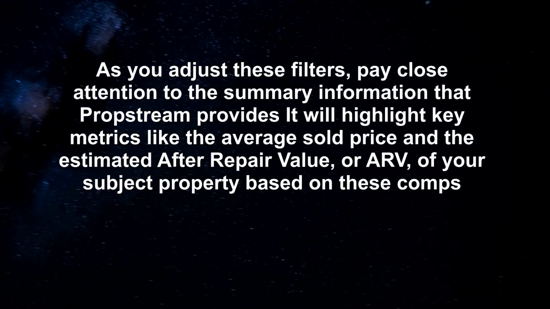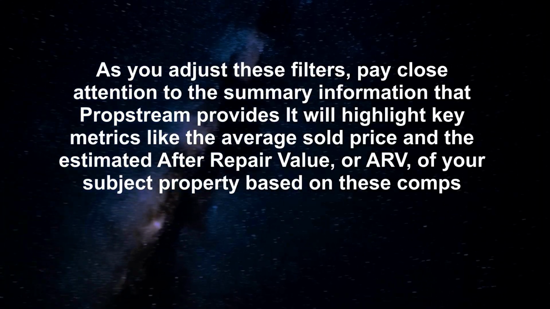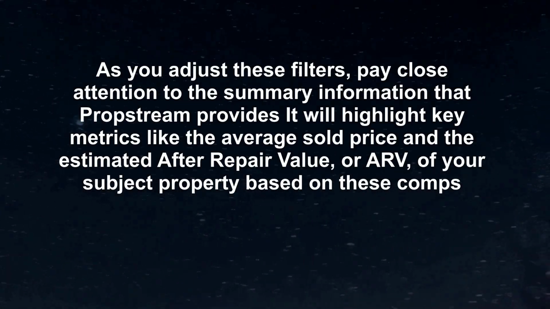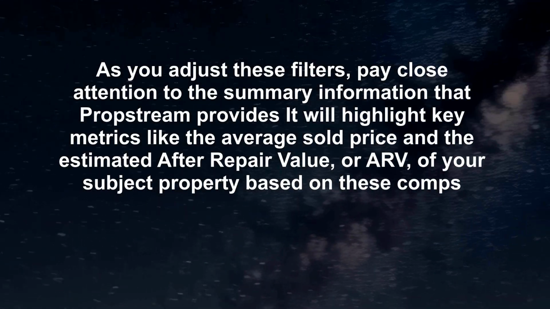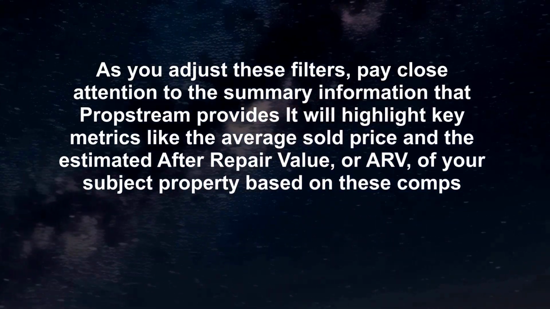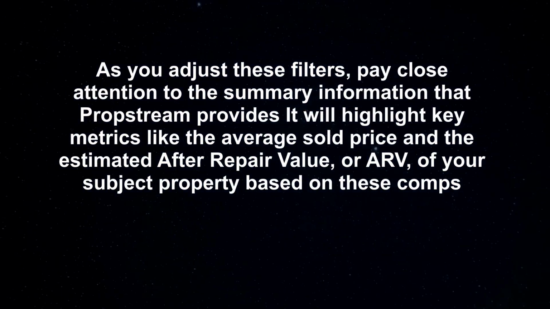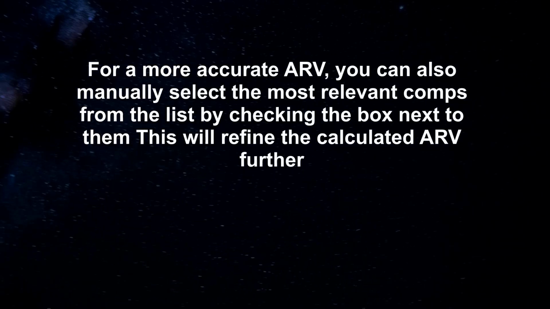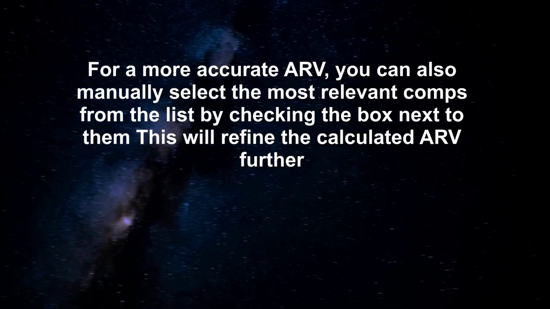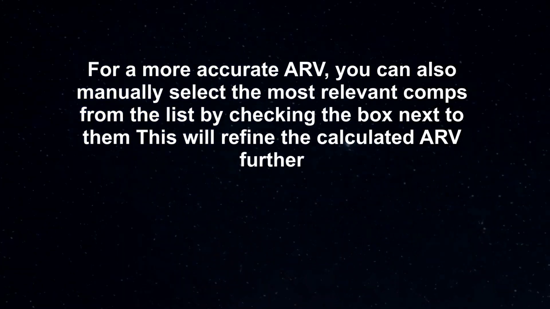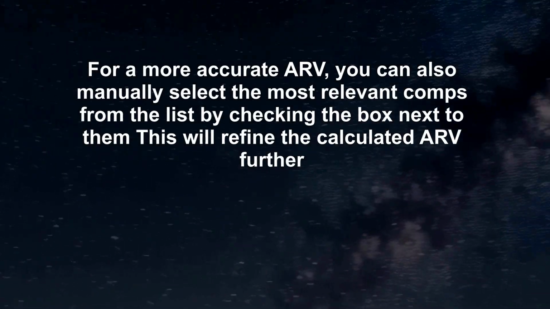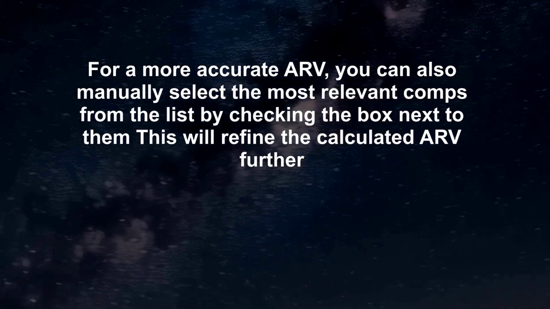As you adjust these filters, pay close attention to the summary information that PropStream provides. It will highlight key metrics like the average sold price and the estimated after repair value, or ARV, of your subject property based on these comps. For a more accurate ARV, you can also manually select the most relevant comps from the list by checking the box next to them. This will refine the calculated ARV further.